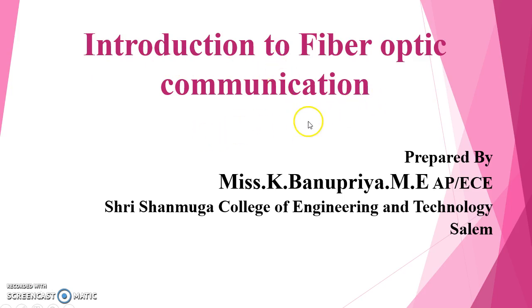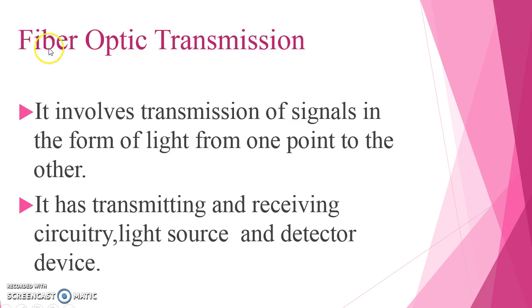Today I am going to give a lecture on Introduction to Fiber Optic Communication. So what is fiber optic communication? Optic means light. So it is a signal, and that signal can be transmitted as a light signal from one place to another. That is fiber optic communication. Next, fiber optic transmission involves transmission of signals in the form of light from one point to the other. It has transmitting and receiving circuitry, a light source and a detector device.